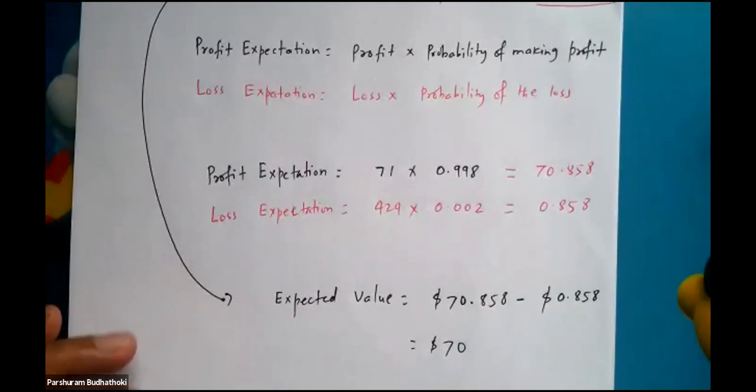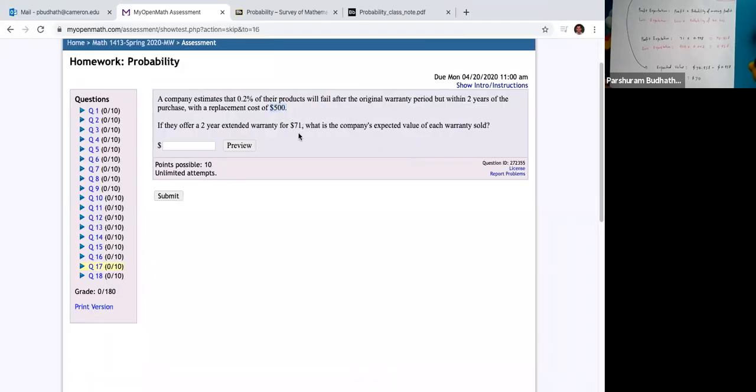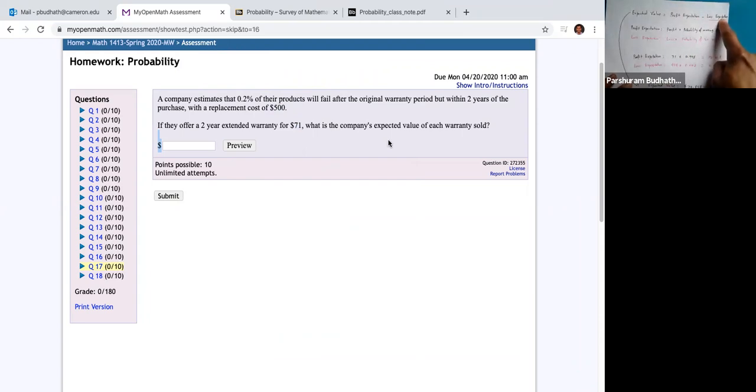So from this problem, if you go back here, the company expectation after selling one warranty of 71 bucks, they are expecting to make 70 bucks from that sale. So that is the expected value. Okay, so using this formula, reading the problem and finding out the profit and loss, subtracting the value, like here I subtracted 71 from 500 and I got this 429, is a very, very crucial thing. And finally, this is the answer for expected value.